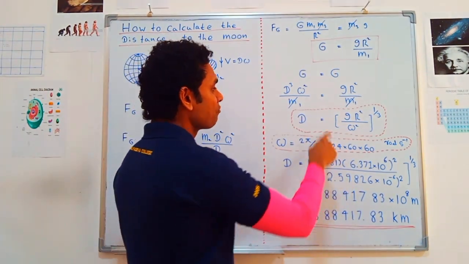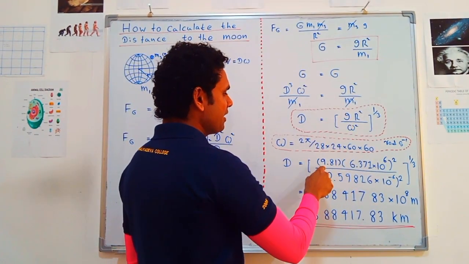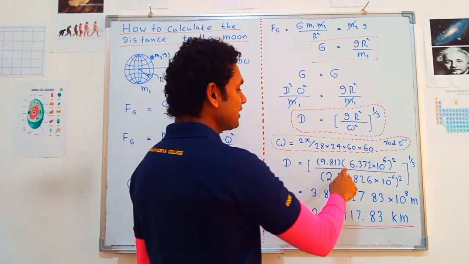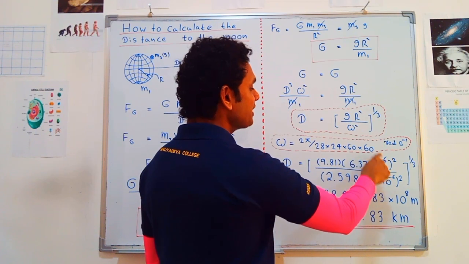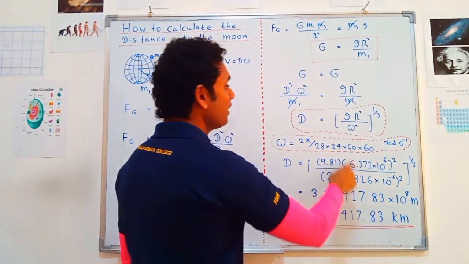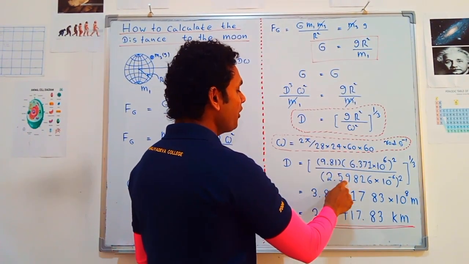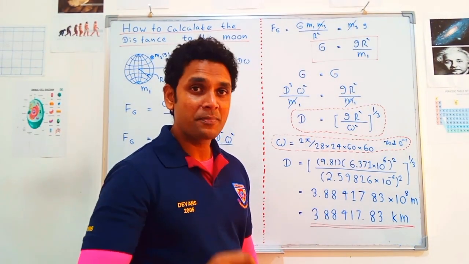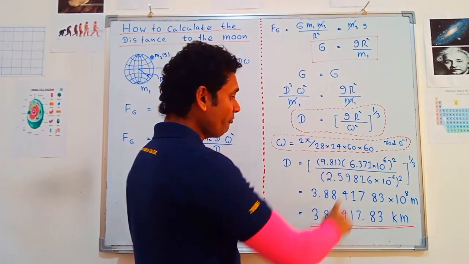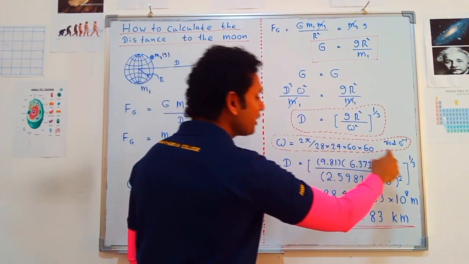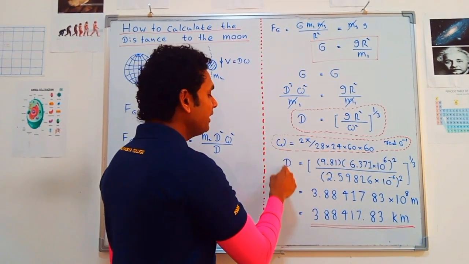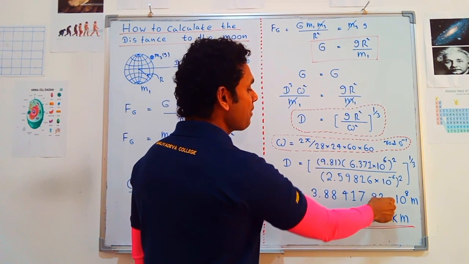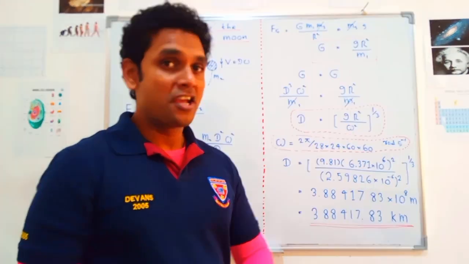So d is equal to the cube root of, gravitational acceleration 9.81 at the surface of the earth, R, the radius of the earth, is 6.371 multiplied by 10 to the power 6 meters, divided by omega square, which is 2.59826 multiplied by 10 to the power minus 6 radians per second, squared. Finally, if you calculate this part, you will end up with d equal to 3.884173 multiplied by 10 to the power 8 meters.